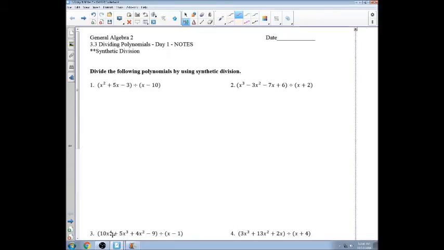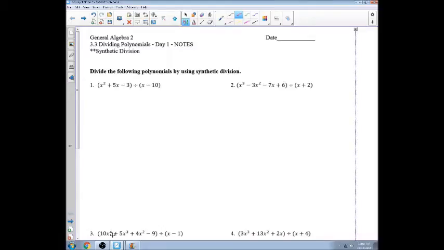It is 3.3, dividing polynomials using synthetic division. We need to divide the following polynomials by using synthetic division. Synthetic division is just a different way of doing division than long division or anything along those lines. It works really, really well with polynomials. It is a process. You must memorize the process that you're going to use.